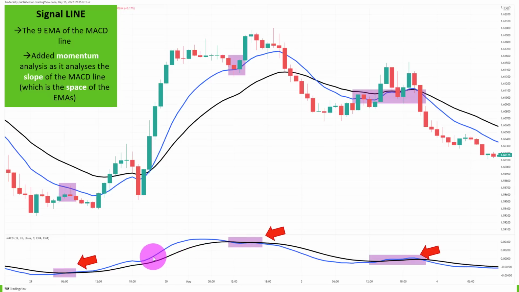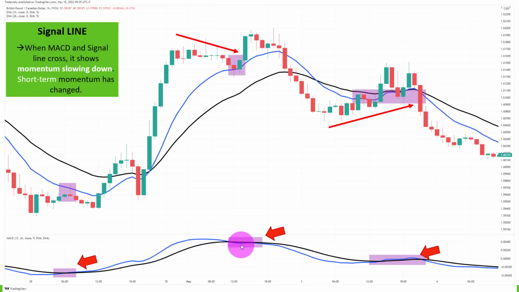First of all, it's important to see, is the MACD line above the signal line? Also, is the space between them increasing? Is the MACD line crossing below or above the signal line? And this can tell us quite a few things, as we will see now.